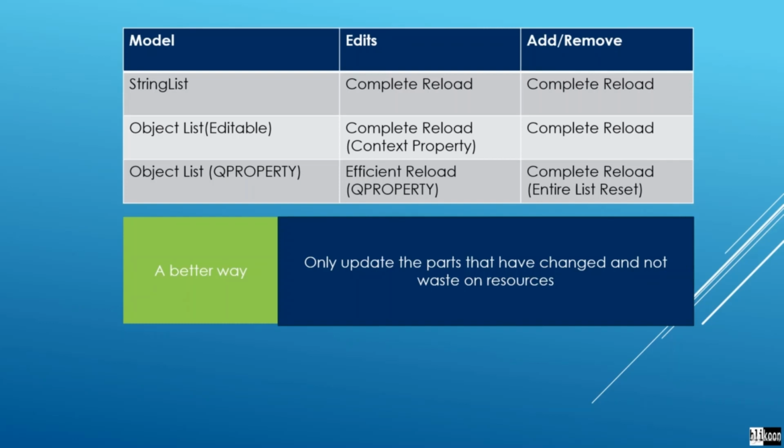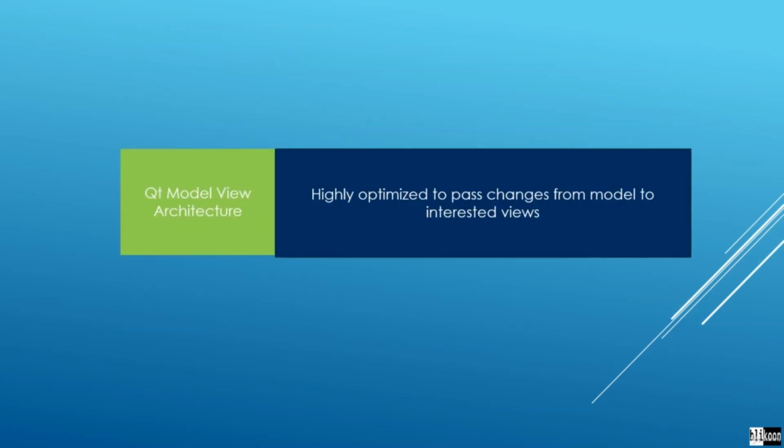In scenarios where your data doesn't change that much, this can work really well. But if your data changes, you have to be careful with using these things. Hopefully now you know that this is really problematic if your data changes frequently. A better way would be to only update the piece of data that has changed in the model and reflect that in the view. And C++ models are exactly designed for that.